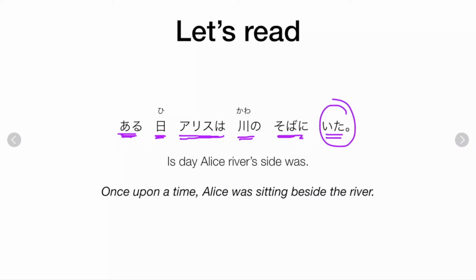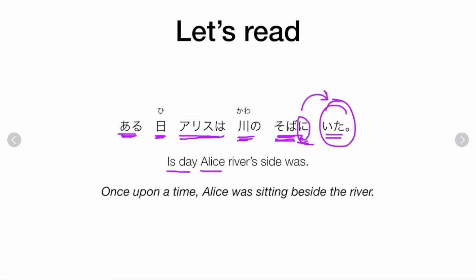So ita, past tense of iru, which is to be for a living thing. Kawa is a river. Kawa no soba, soba is beside. We talked about directional prepositions. So kawa no soba ni is the target of this verb. So if the verb is to be, ni tells you where it was staying. So aru hi, Alice wa kawa no soba ni ita.